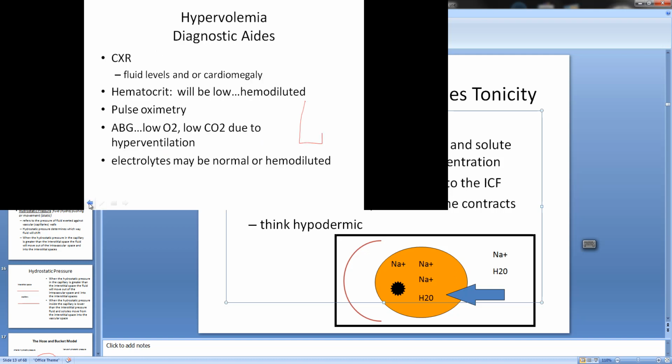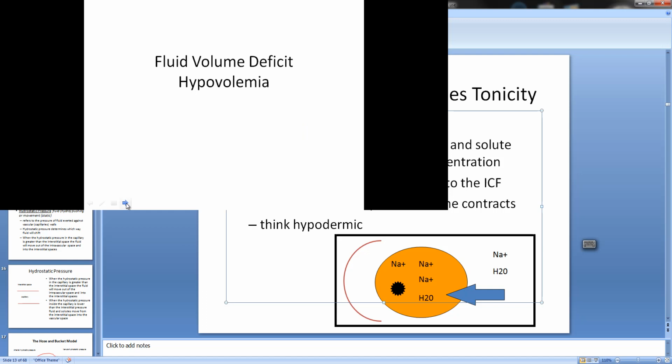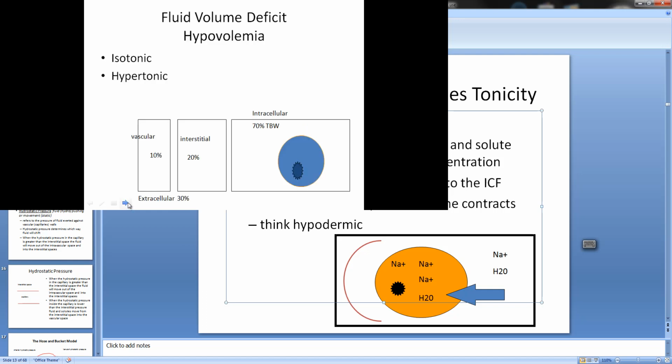So, with hypervolemia, as I said, hematocrit will be low, hemodiluted. Pulse oximetry may or may not be decreased. Most likely, it will be decreased if they're tachypneic and short of breath. And as I said, the electrolytes may be normal or hemodiluted. Now, the next case scenario is much more common, I would say, hypovolemia.